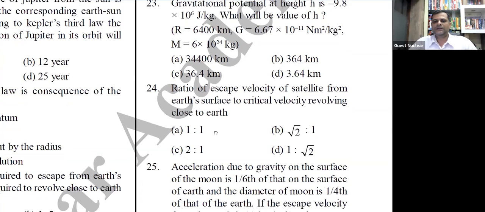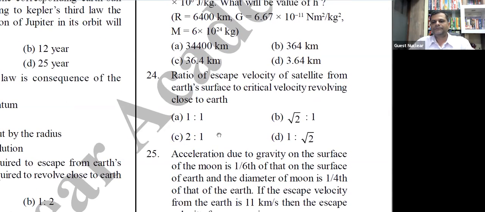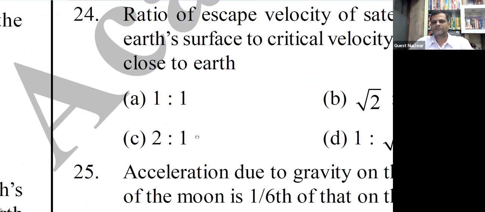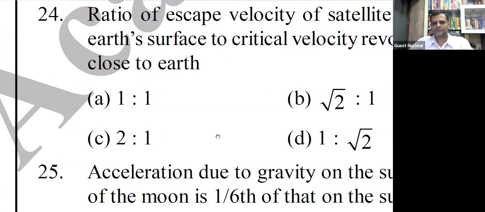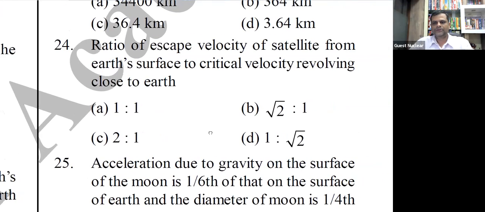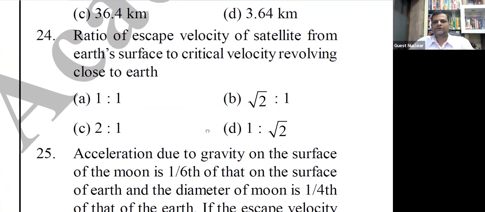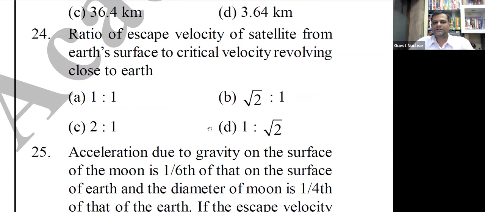चलो ठीक है, next one, ratio of the velocity of satellite. Yes, the ratio of escape velocity of satellite from the Earth's surface to the critical velocity revolving close to the Earth's surface is √2:1. That's it. We have already proved it.